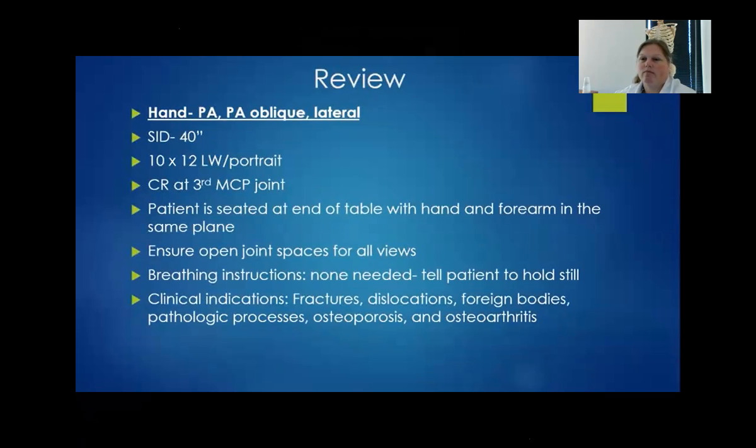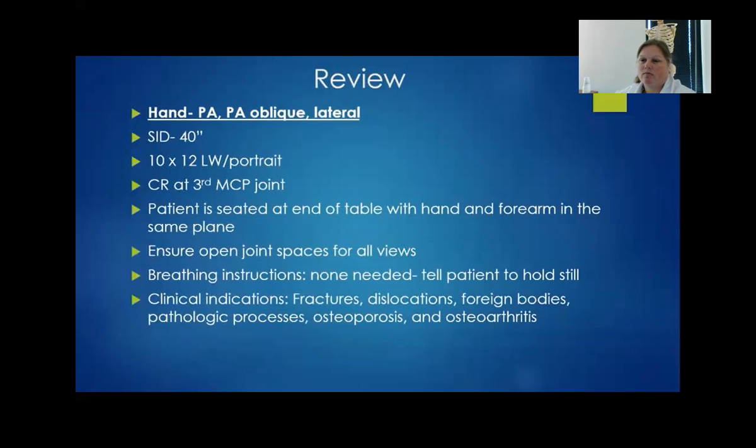The patient is seated at the end of the table with the hand and forearm in the same plane. So we don't want anything leaning, everything level on the same plane. We want to make sure to do that so that all the joint spaces will be open and visible on all views. If your hand is lateral, that's going to have some fingers raised. We do not want them laying down on the IR. We want them on the same plane with each other so we open those joints.